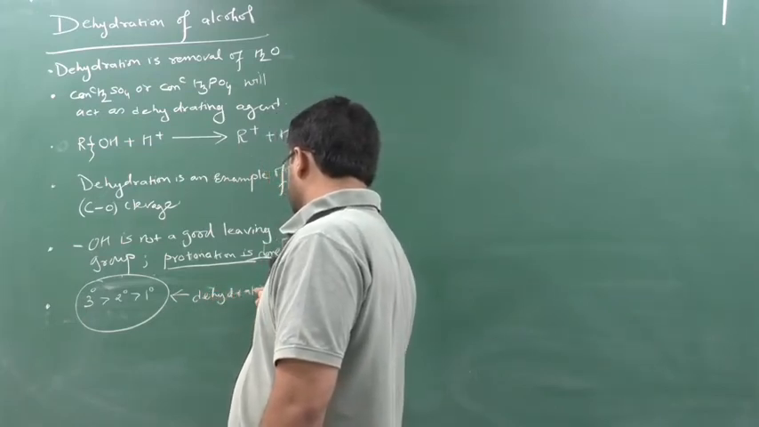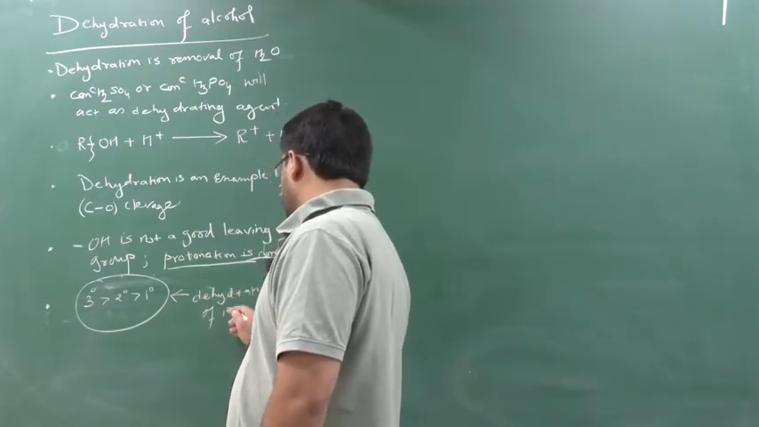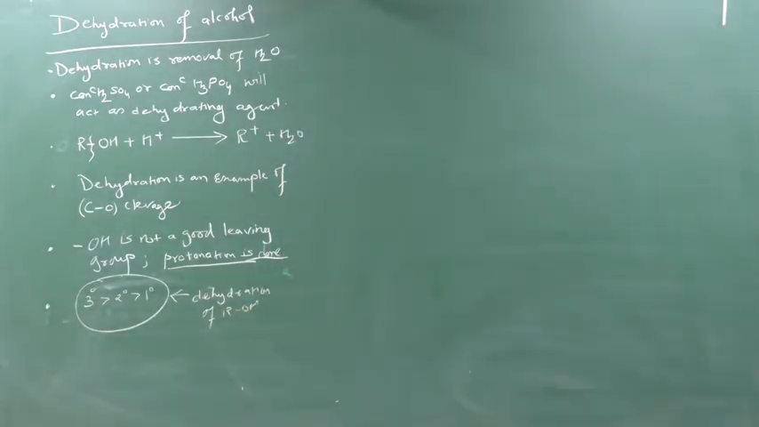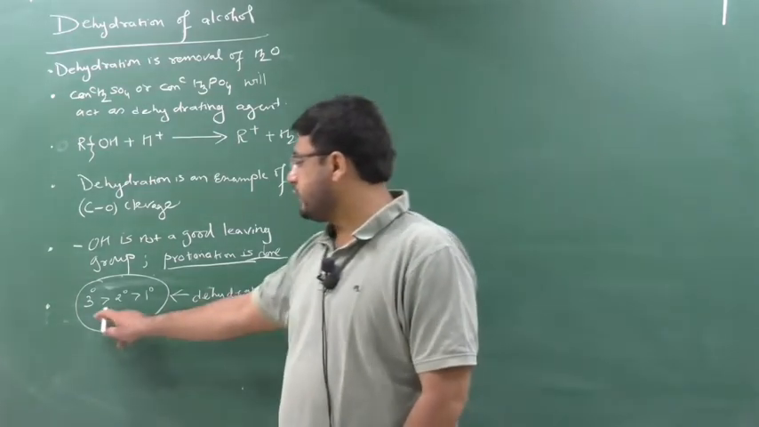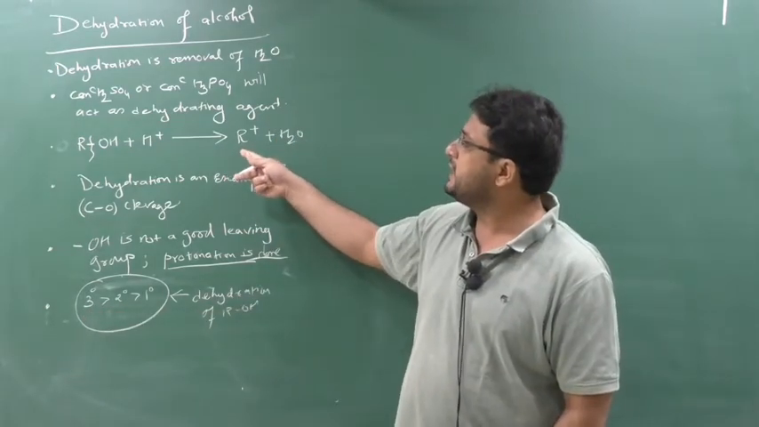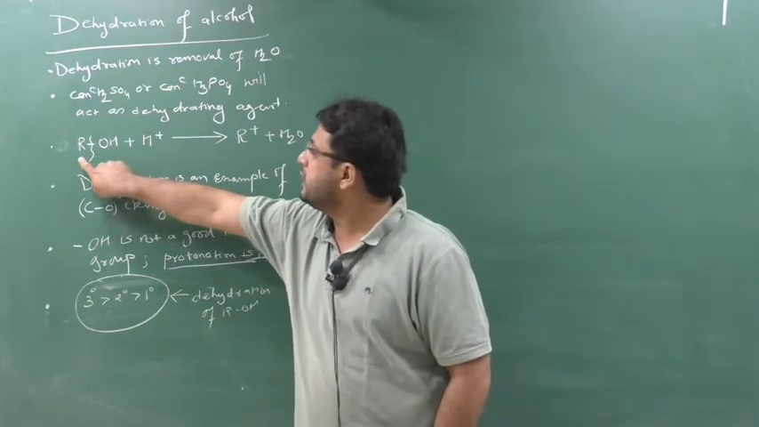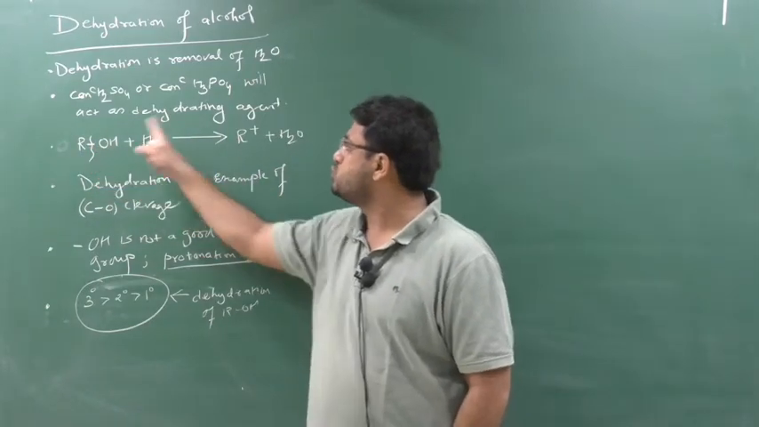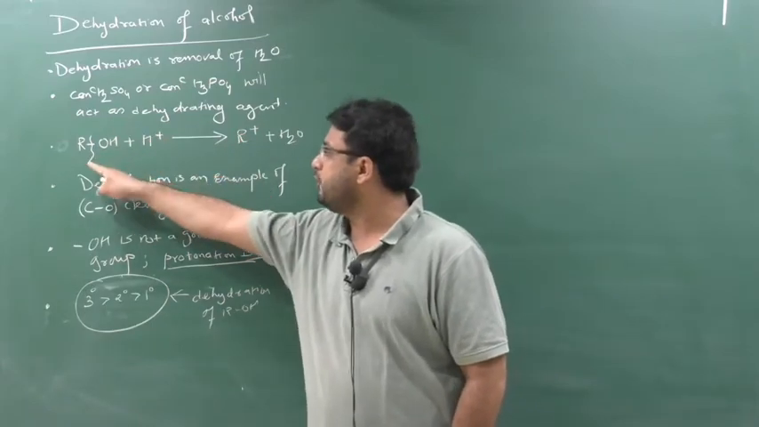Dehydration of alcohol means 3 degree alcohol will undergo very fast dehydration, then 2 degree, then 1 degree. Why? Because 3 degree carbocation is more stable. So when there is formation of 3 degree carbocation, it will happen easily, because here the ROH wants to form R plus. So there is a formation of R plus.